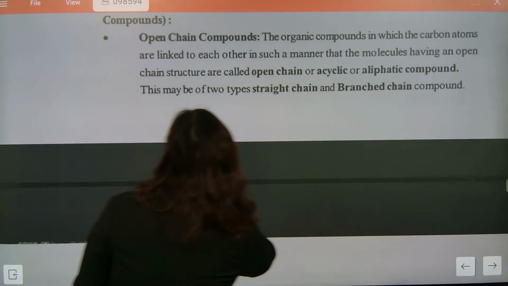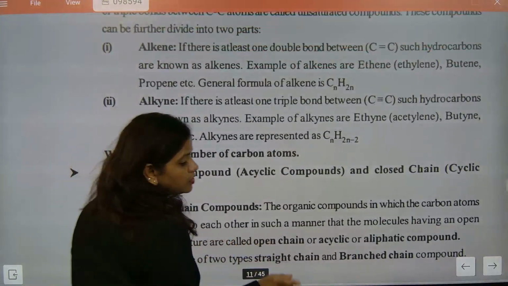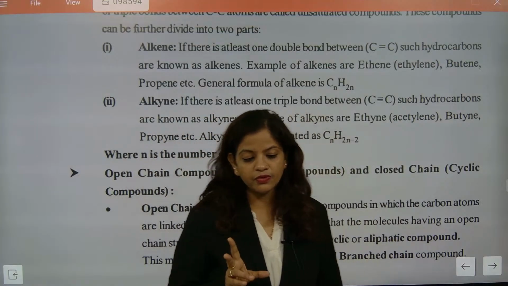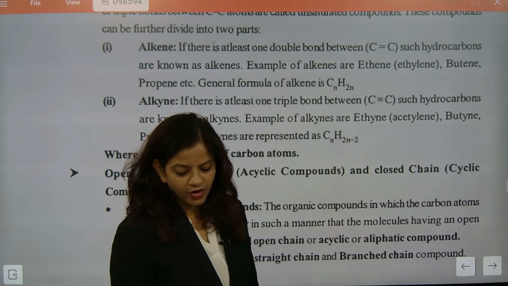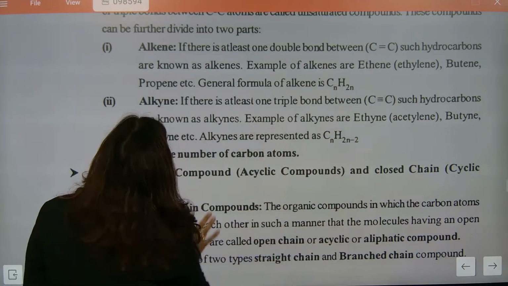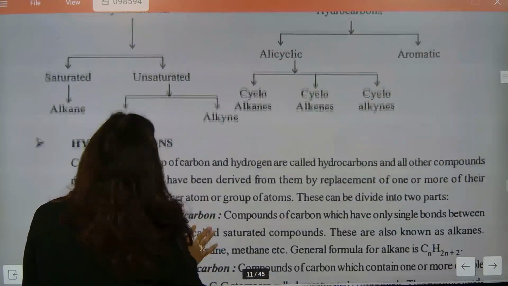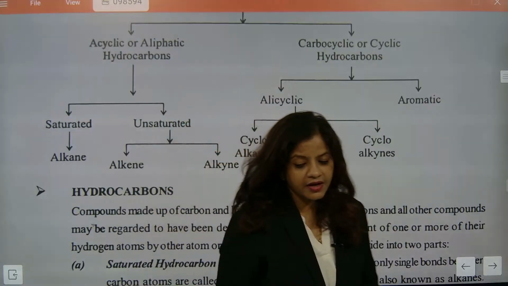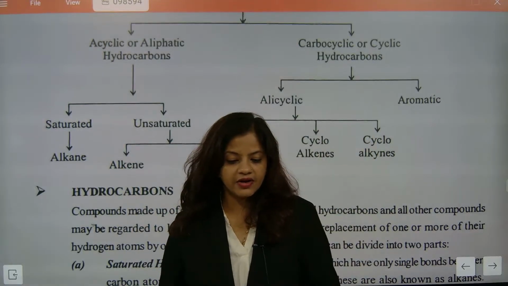Now look here. We discussed open chain. I told you a few important things about carbon compounds. The first very important thing for you is saturated, unsaturated, open chain and ring. Understood or not? Open chain and ring.